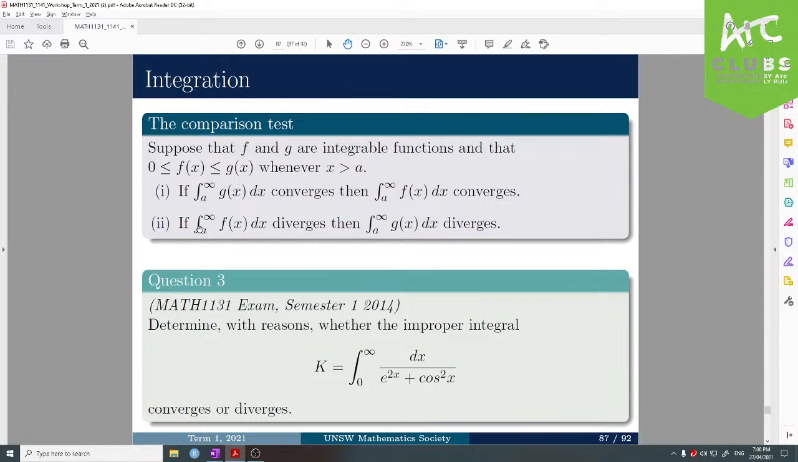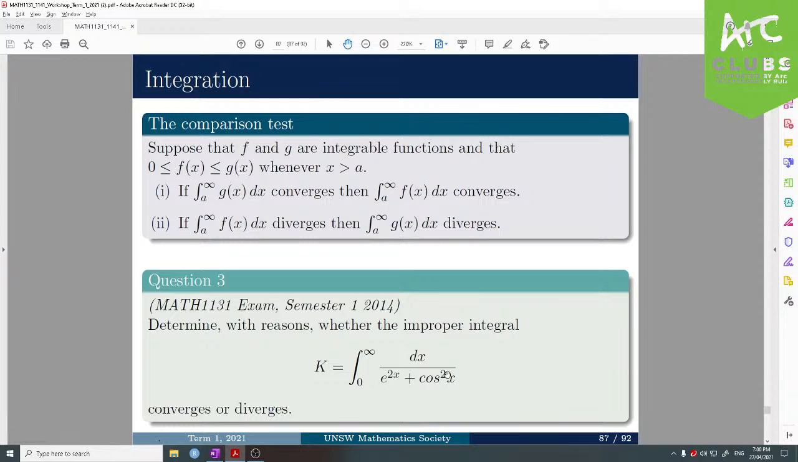Similarly, in part two, we use a similar argument. We say that if the improper integral of f(x) diverges, then the improper integral of g(x) must also diverge. That again makes sense, because since g(x) is greater than f(x), if f(x) already diverges, then the thing greater than f(x) must also diverge. So we're going to use this test to do question 3.